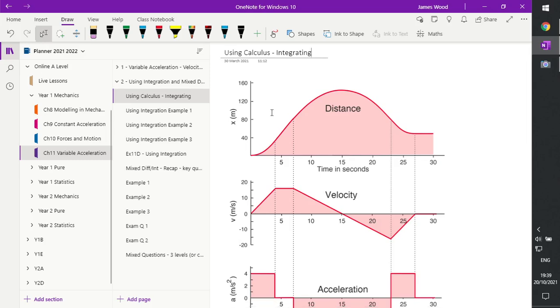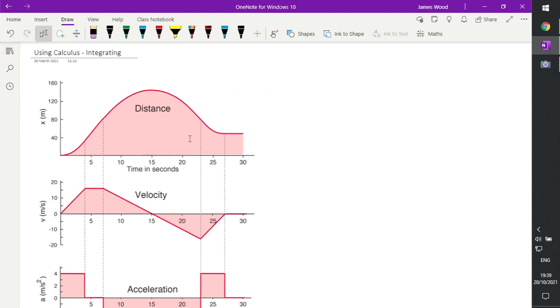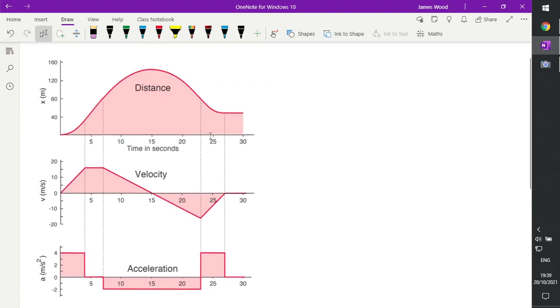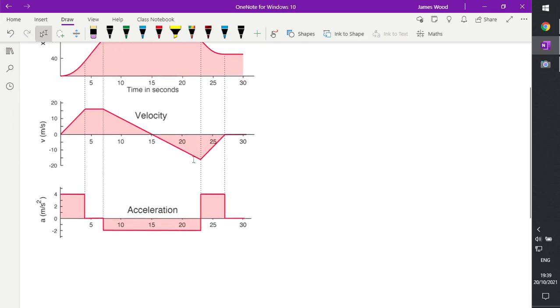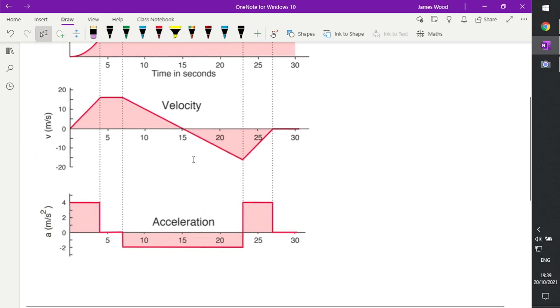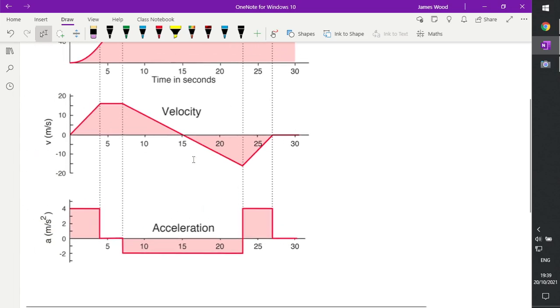In this second lesson on variable acceleration, we're going to focus on integration instead. So this is the same set of graphs that I had in the last lesson, and we talked about differentiating the distance to get velocity, differentiating velocity to get acceleration. Now we can go the other way, obviously by using integration, because that is the opposite of differentiation.